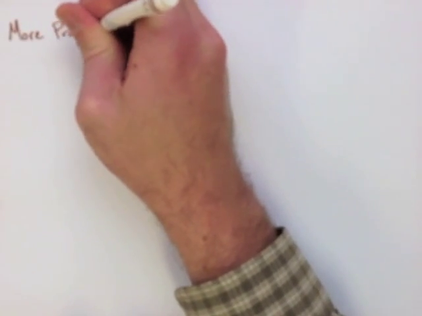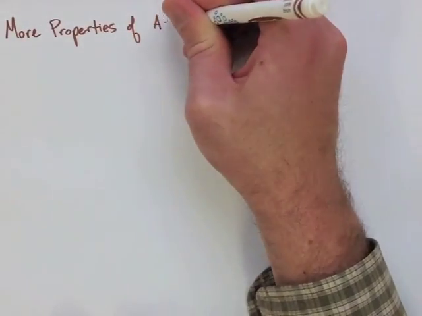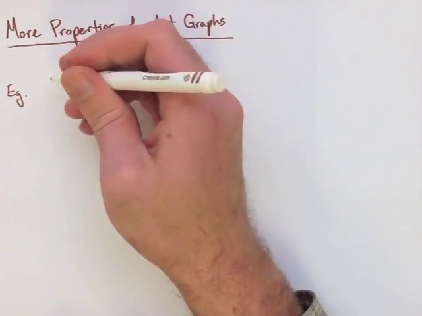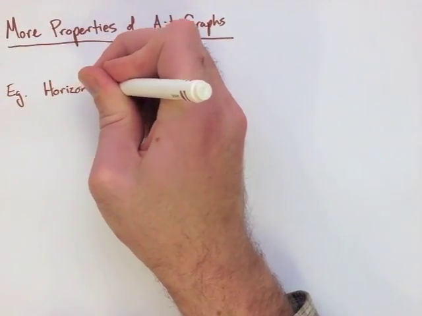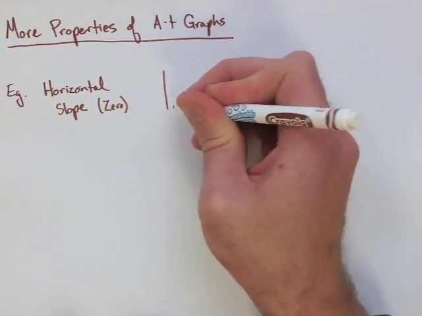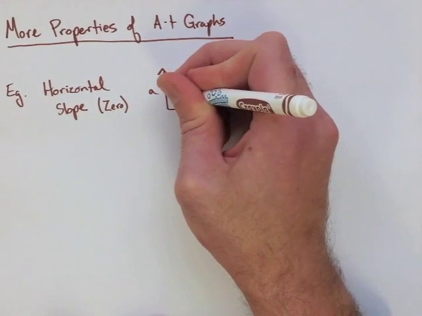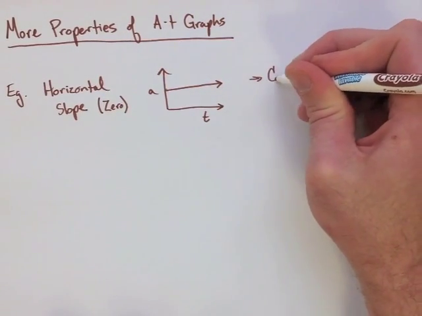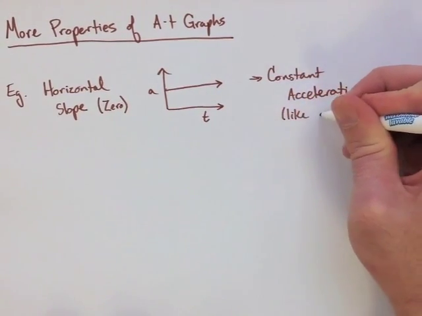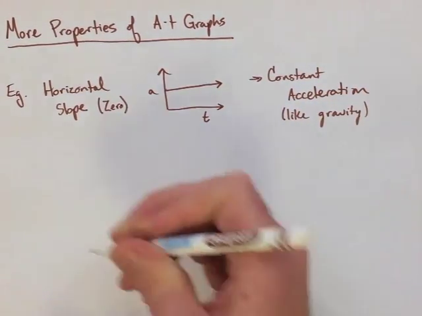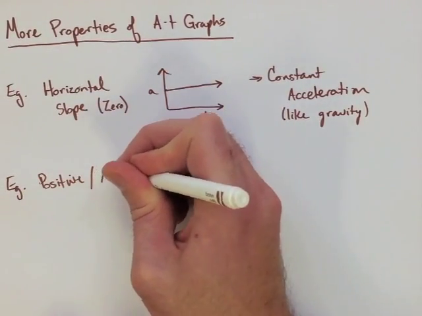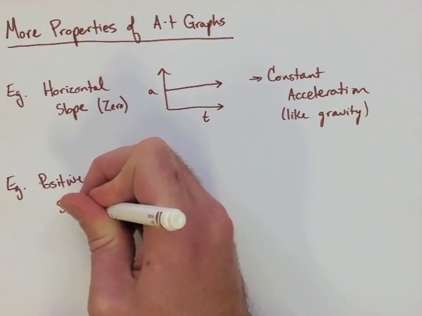Now the final thing that we're going to look at with regard to properties of an acceleration time graph are the different types of slopes that we can have and how they affect our acceleration. If we have a horizontal slope, what that means is we're constantly accelerating at the same rate. So a good example, like we said before, of this would be gravity, where gravity constantly affects an object at the same rate.